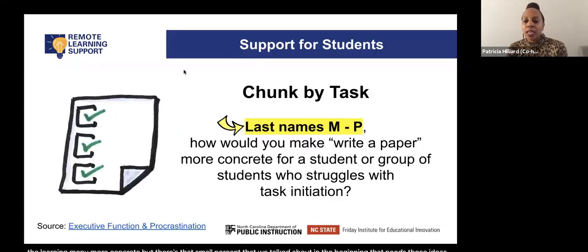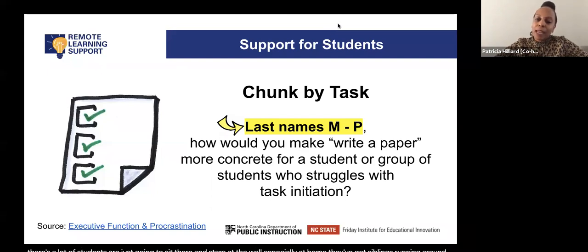So you will see that there's a number of different ways that we can make a task more concrete. We're going to start with the most familiar one. So let's say you tell a student, write a paper. Okay, you know that there's a lot of students that are just going to sit there and stare at the wall, especially at home. When they've got siblings running around and parents running around, there's a lot happening.